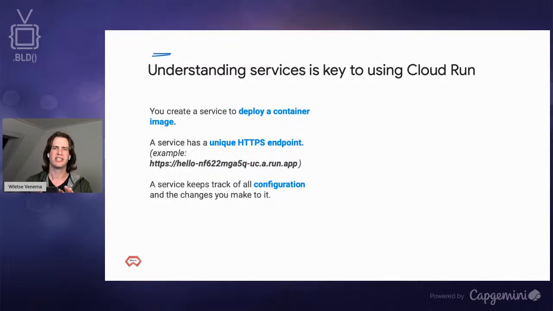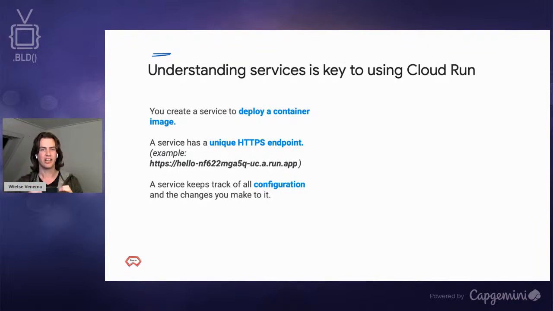So I want to pause again here and direct your attention to the word service, because this is a key concept in Cloud Run. You create a service to deploy a container image, and each and every service has a unique name and associated HTTPS endpoint. It will have a URL like the one I show in the slide: https, hello, that's the name of the service, then a unique hash that's unique to your Google project, and then the Cloud Run domain. You can use custom domains if you want.